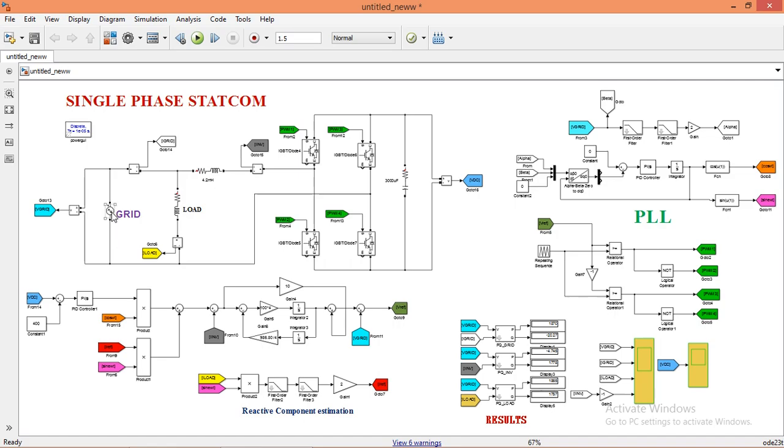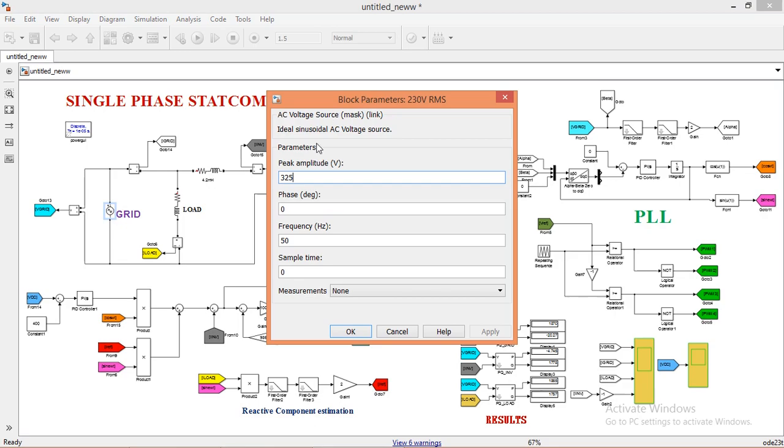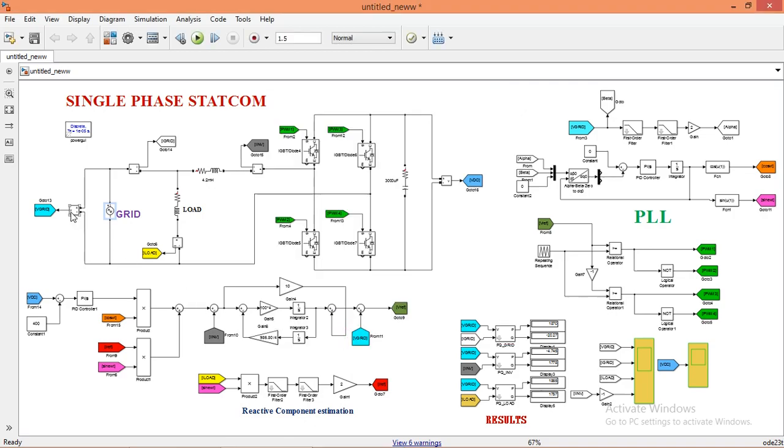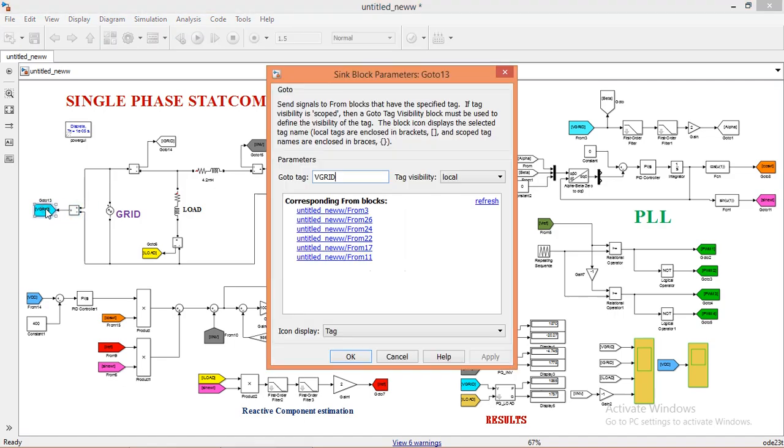I'll start with the grid voltage. This AC voltage source I have taken from the library. Peak amplitude is set as 325, and frequency I have set as 50 Hz. This is the voltage measurement block used to measure this voltage, and I have labeled this voltage as V grid using a goto block.